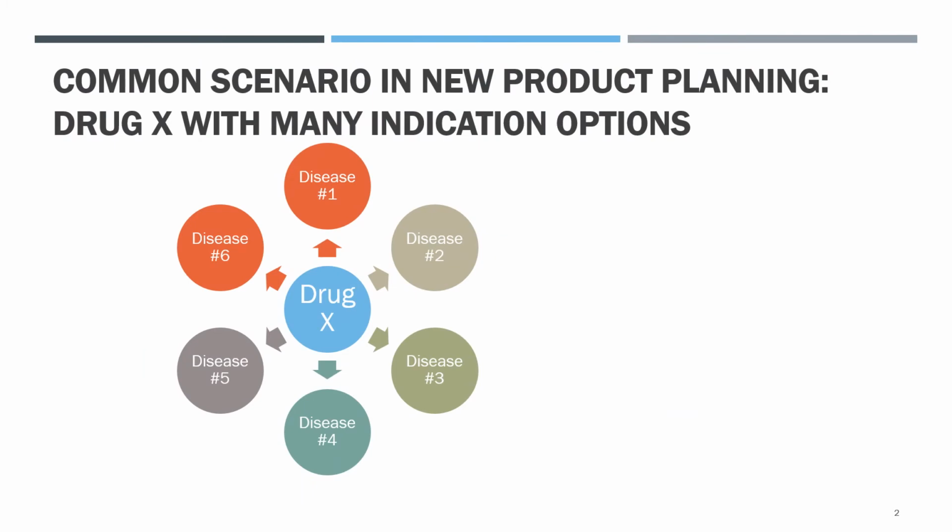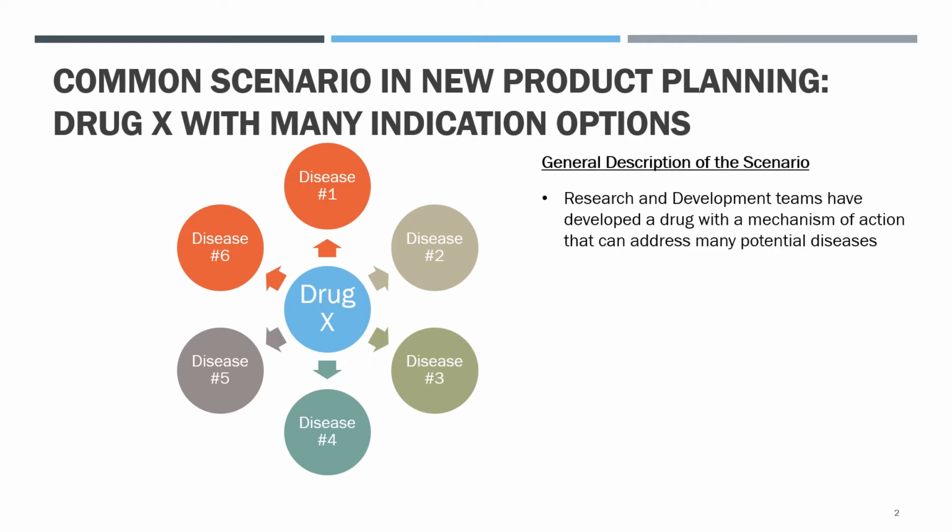Prioritizing indications is one of the core responsibilities in new product planning. A common scenario is where the company has a therapeutic that can be used in multiple indications. This can arise from the R&D team developing a drug whose mechanism of action can address many potential diseases. Along with this are challenges.